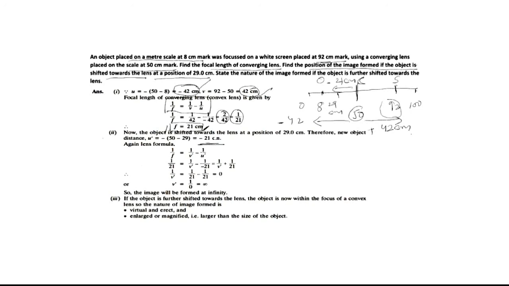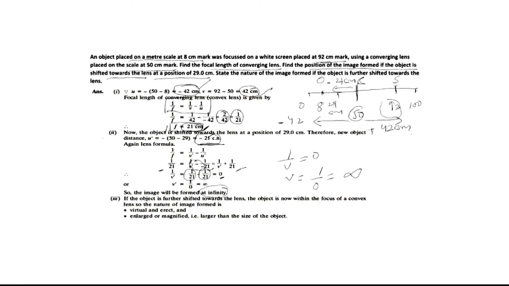Clear? Now we need to find the position of the image now. We have the focal length of this lens is 21 centimeter. Put the value of f is 21 centimeter and the new object distance is minus 21 centimeter. Clear? So minus and minus becomes positive. By rearranging, 1 upon v becomes 1 upon 21 minus 1 upon 21, it becomes 0. So 1 upon v is equal to 0 and v becomes 1 upon 0. Something by 0 becomes infinity. So the image will form at infinity in this case.